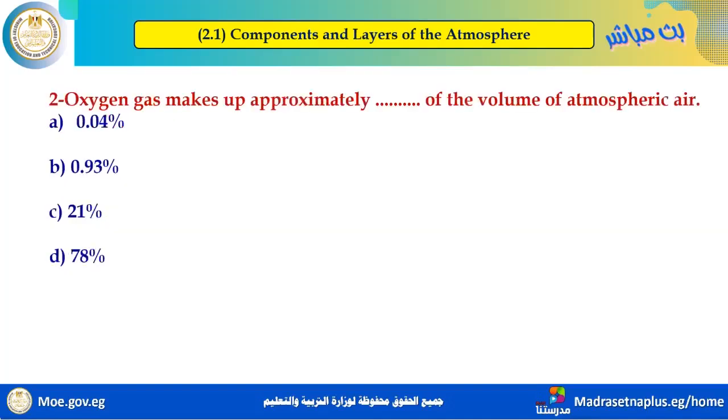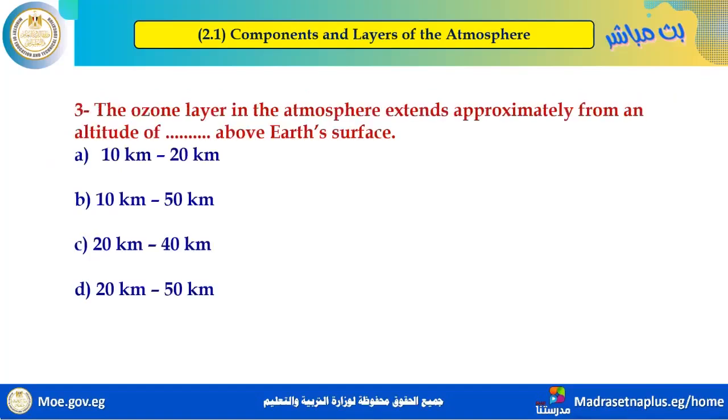Question 2. Oxygen gas makes up approximately, I said the percentage, you have to remember it and save it well. So the percent will be 0.04%, 0.93%, 21%, or 78%. So the percent is 21. Question 3. The ozone layer in the atmosphere extends approximately from an altitude of 10 to 20, 10 to 50, 20 to 40, or 20 to 50. The answer is 20 to 40.